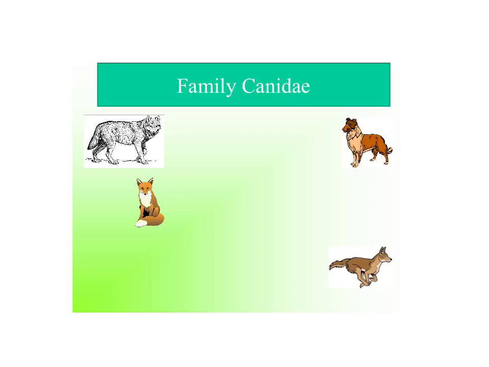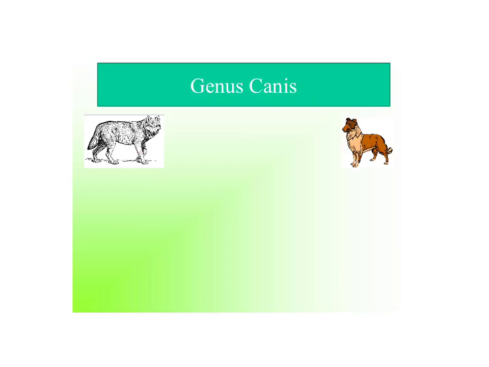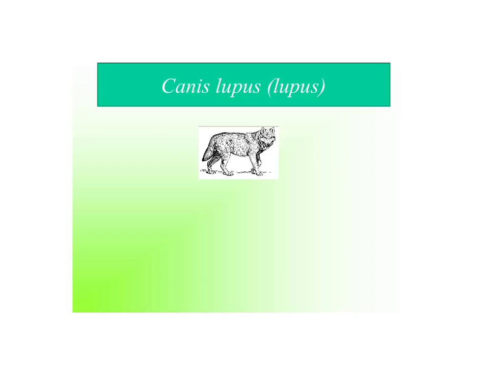Here's your family Canidae, which includes all of your canines. We have a fox, a coyote, a dog, and a wolf. And now we can even group further. The genus called Canis, now we've eliminated the fox and the coyote, and we're only including the wolf and the dog. And then our last grouping is the wolf. Canis lupus lupus is the scientific name of the wolf. So now we've gone from all animals, narrowed it all the way down to just this species, the wolf.